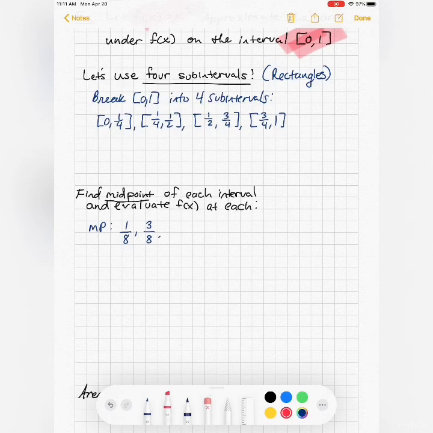Okay, so let's see. An eighth is the midpoint of that interval. 3/8 is the midpoint of that interval. Now looking at this one, again, that's 4/8, that's 6/8. So the midpoint of that would be 5/8, right? This one, 6/8 and 8/8, the midpoint would be 7/8. So those are my midpoints. My x values, at least, for my midpoints.